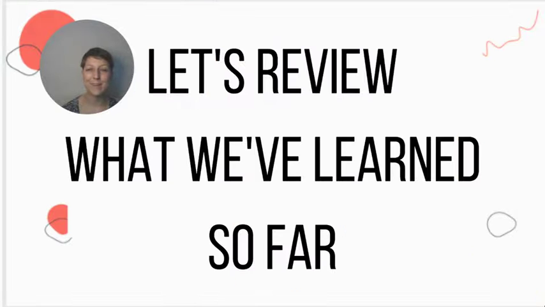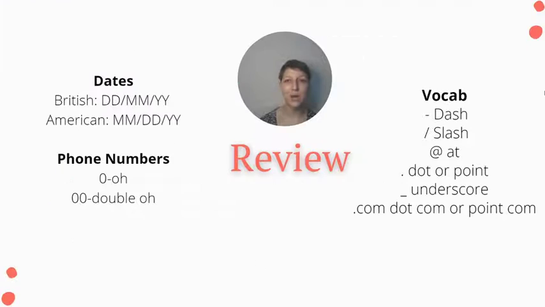Okay. All right, let's review what we've learned. Okay, we learned that British dates go from smallest to largest, day, month, year. American dates go from month, day, year. Phone numbers, 0 can also be known as O, and 00 can also be known as double O. When we are talking about vocabulary for an email address, we have a dash, slash, at, .com, or point.